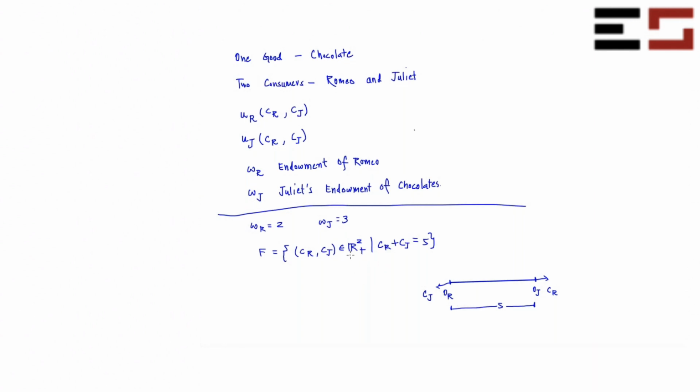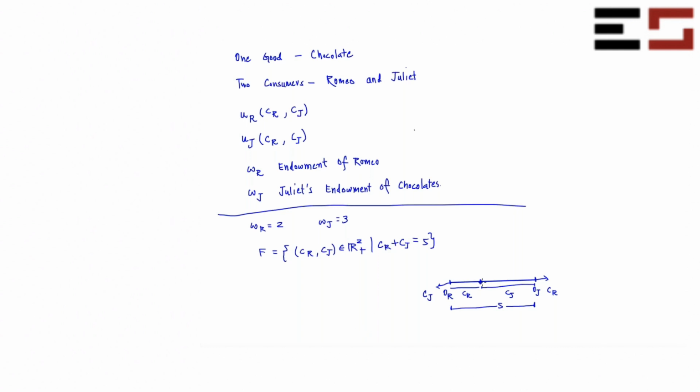By the way, we are assuming that chocolates are perfectly divisible. What that means is you can also consume fractions of chocolates, or basically any quantity. Any point here represents a feasible allocation. For example, if this is the point we are talking about, then this length is the amount of chocolate consumed by Romeo, and this length denotes the amount of chocolate consumed by Juliet. Is that clear?